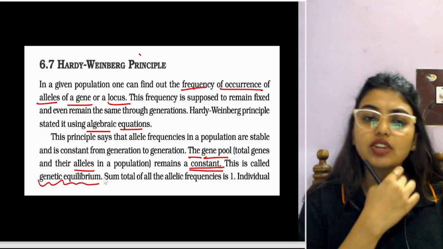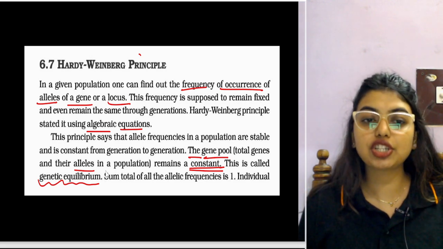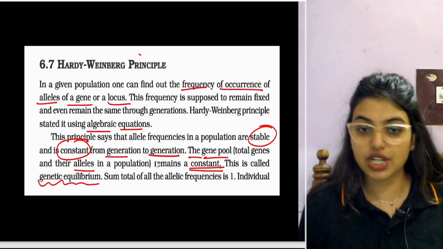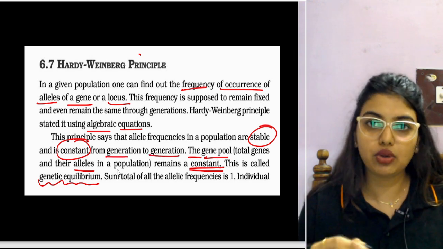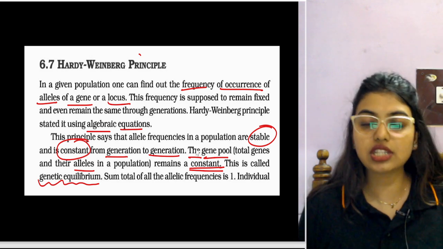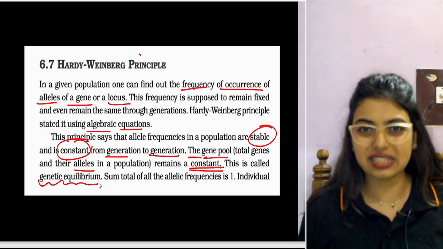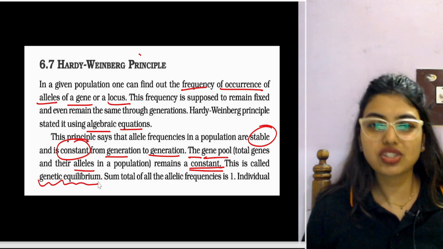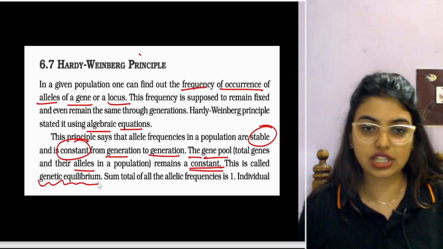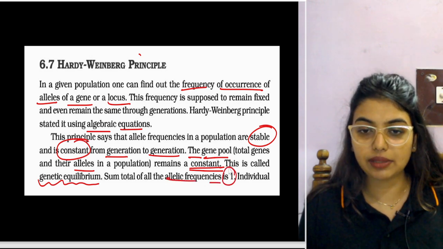So what they're trying to say is that the allelic frequency in a population is going to be stable and constant from generation to generation. The gene pool, or the total genes and their alleles in the population, remains constant. This is called genetic equilibrium. Equilibrium means what, students? A state of balance. Now all this you do not have to pay attention to. Other things I'll tell you, the main portions that you need to remember. The sum total of all allelic frequencies is 1.